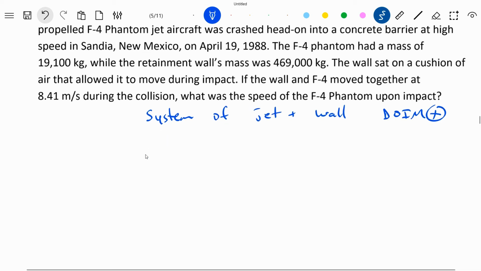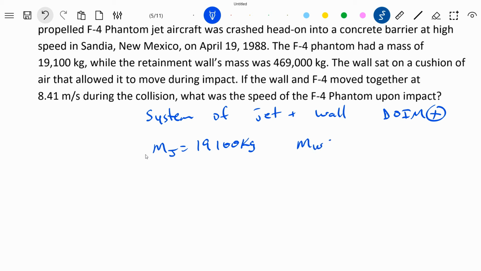So, getting the numbers in here, the jet had a mass of that. Okay, mass of the jet is 19,100 kilograms. And the wall has a mass of a lot more than that. The mass of the wall is 469,000 kilograms.